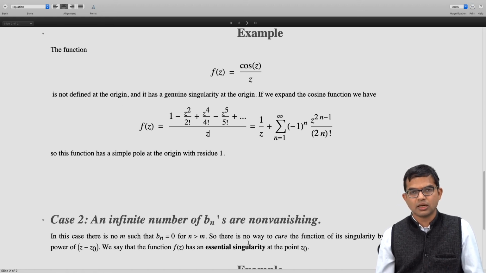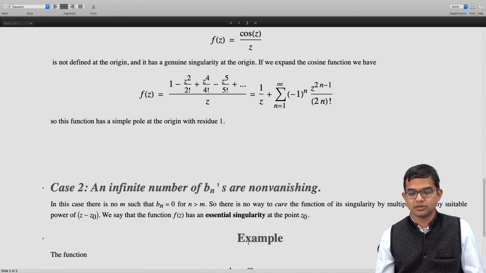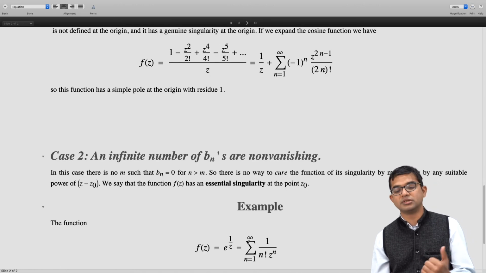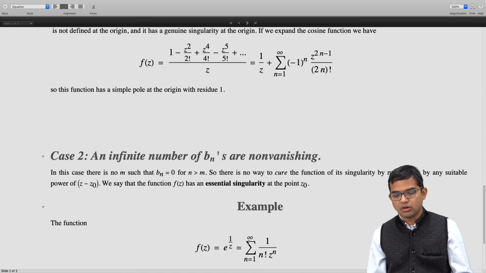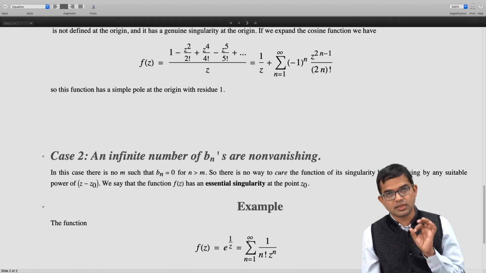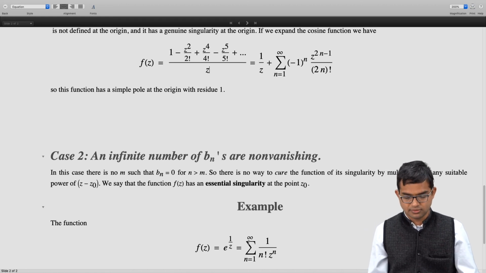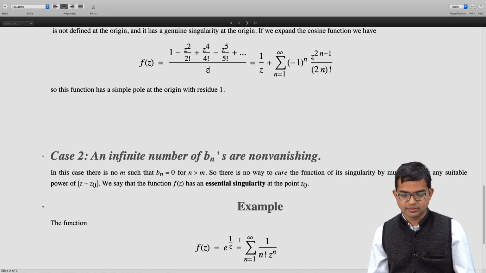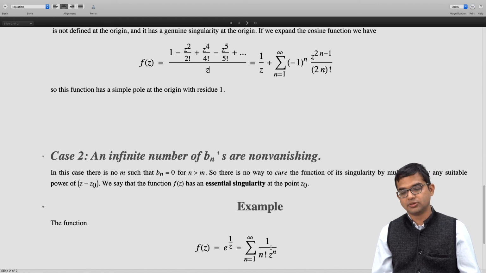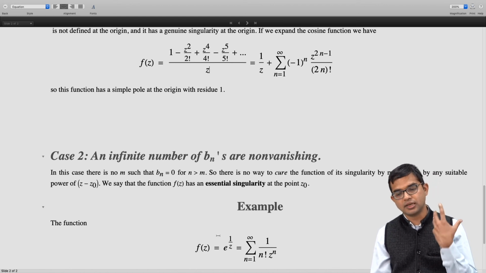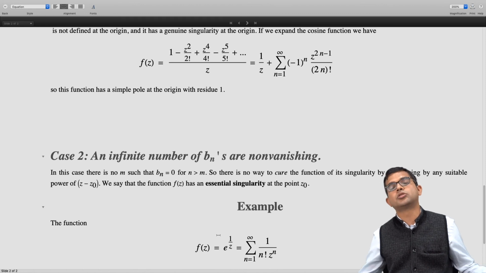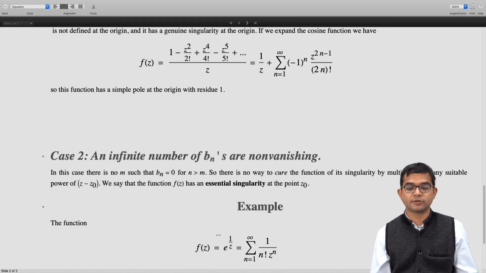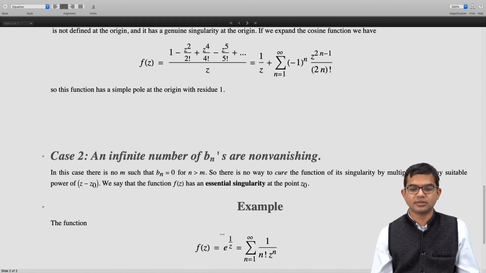And so the standard example for an essential singularity is this function e to the 1 over z, right? We have already looked at this kind of an example. There is a singularity at the origin, and it has this expansion, 1 over n factorial z to the n, and so no matter what power of z you multiply this by, there is going to be a singularity, because all powers of 1 over z are there in this expansion. So there is an essential singularity sitting at the origin.